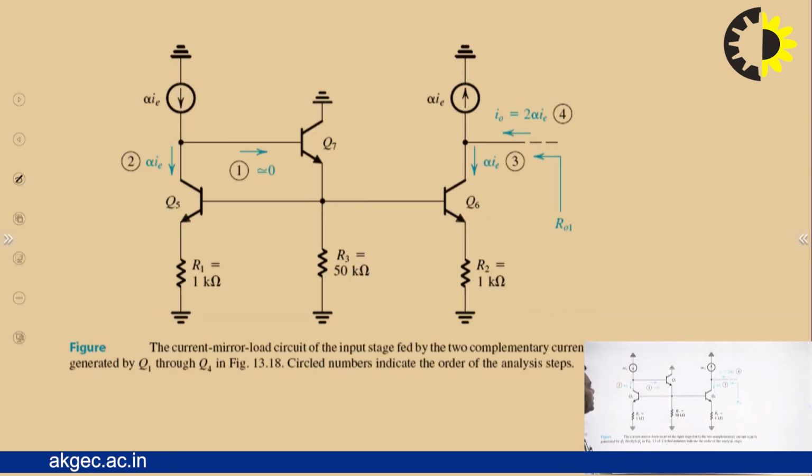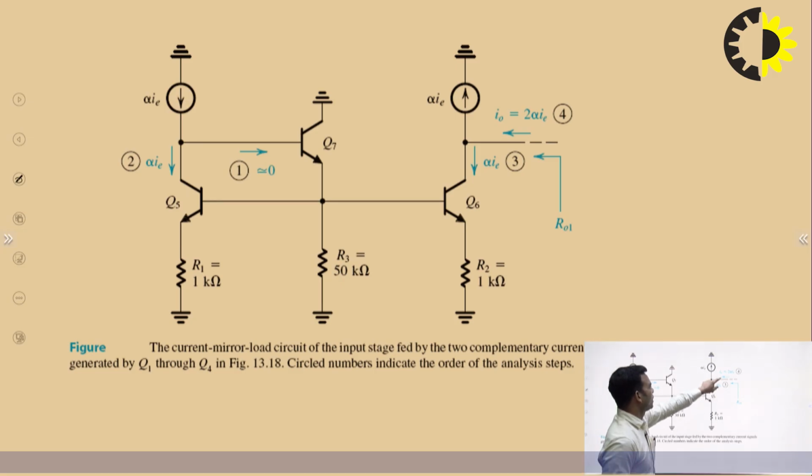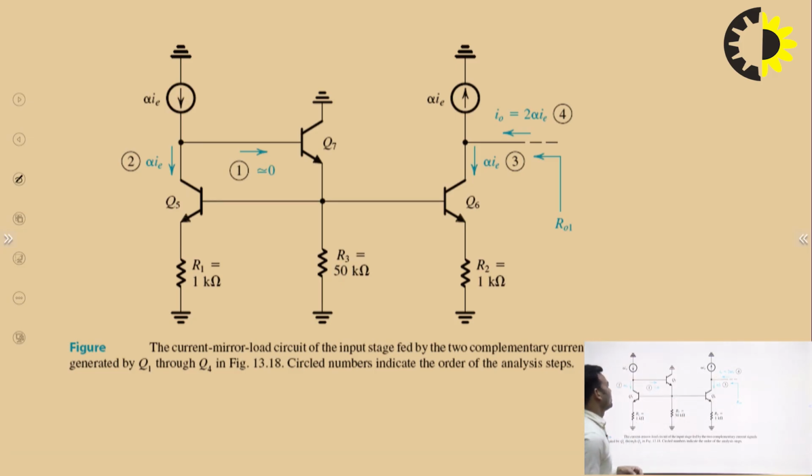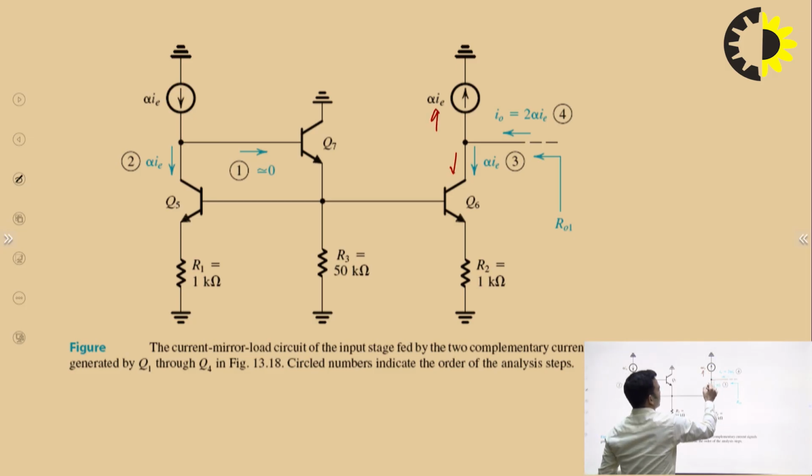And you can see here this current will be equal to twice alpha IE, because there are two transistors which are providing current to Q5 and Q6. One is from Q1, another from Q2. So this is alpha IE, alpha IE flowing toward this side and alpha IE toward this side. So this will be twice alpha IE.